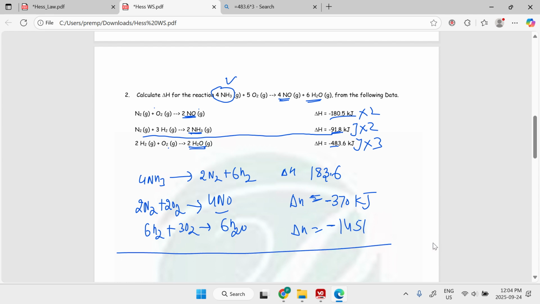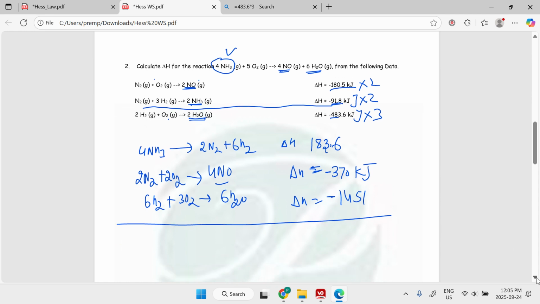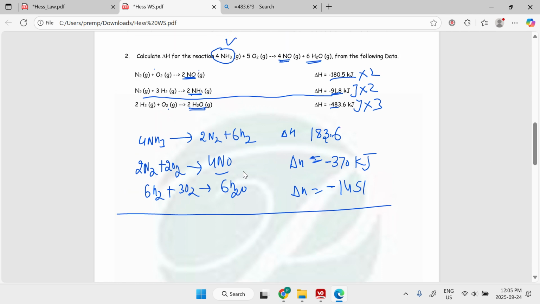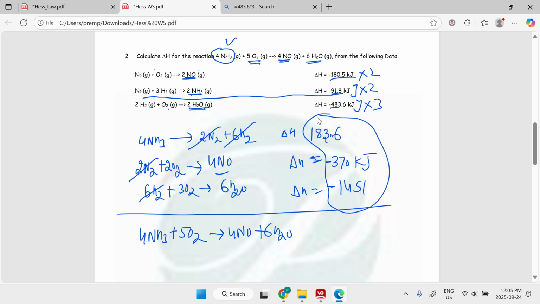Now let's try to combine them. So when I combine them, I should be able to get my original equation, so that I need to check. 2NO2, this cancels with 2NO2. We have 2 plus 3, 5O2, and I think we need those 5O2. And then 6H2 and 6H2 is cancelling. So I'm getting 4NH3 plus 5O2 equal to 4NO plus 6H2O.